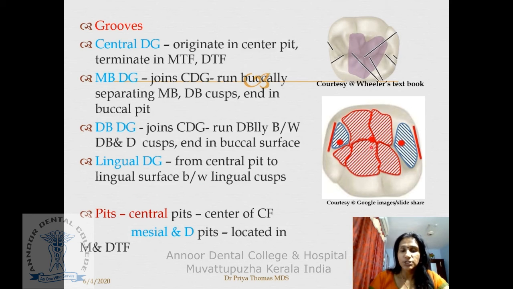The pits that you can see are 3 pits. You can see a central pit and you can see a mesial and distal pit. And your mesial and distal pits are located near to your triangular fossae. The central pit is located towards your central fossa.